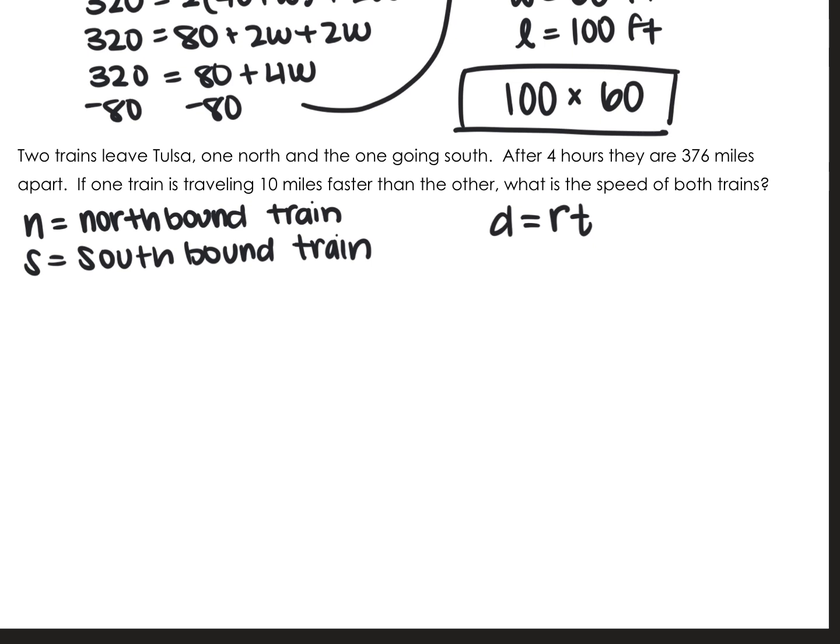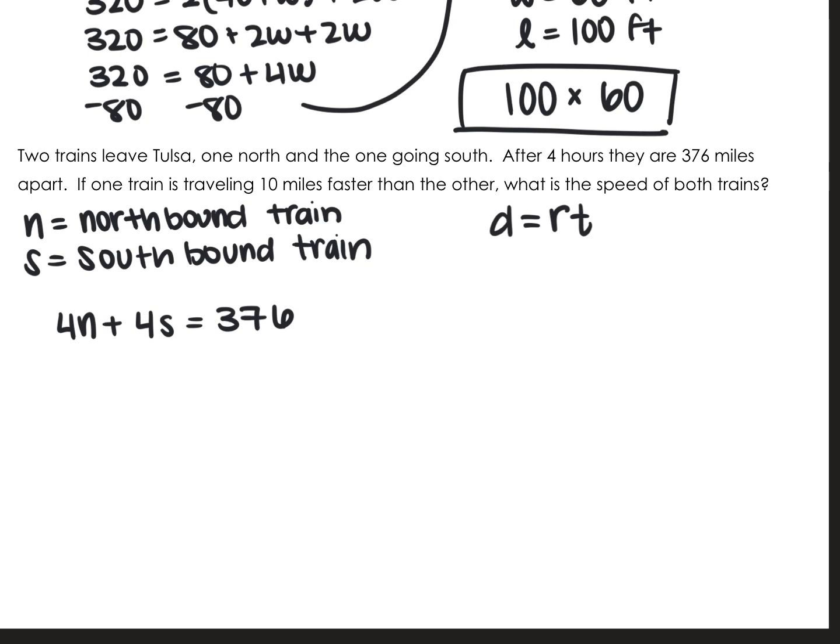So we don't know the rate at which our trains are traveling. We know the amount of time that has lapsed. We got 4 hours for both, and we know that the distance that they have both traveled is 376. So my first equation is going to be 4n plus 4s equals 376. They've both been traveling 4 hours. Our variables n and s represent their speeds, and we know the distance is 376 miles.